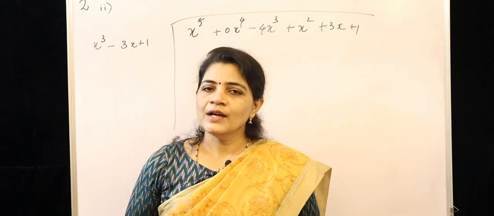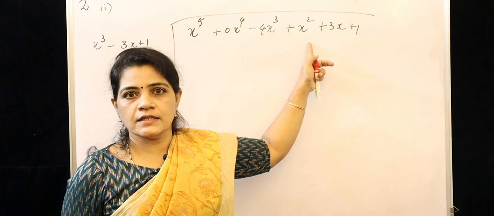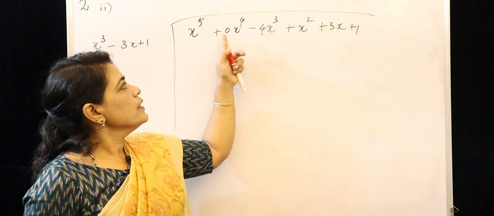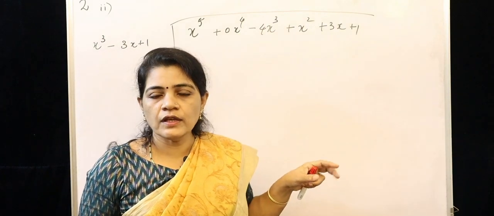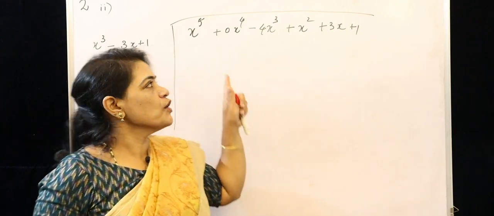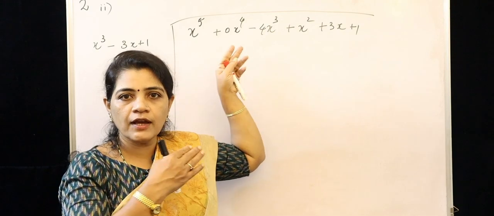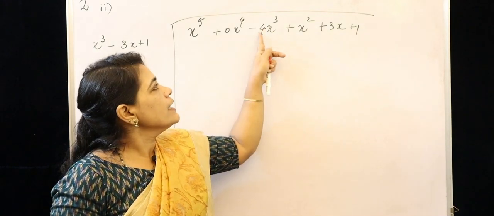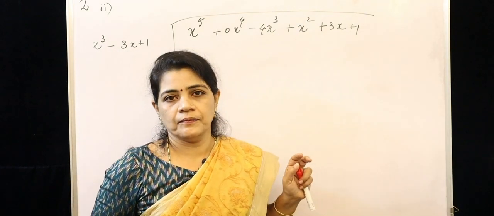Okay, now the third question. Here, see, this is the p of x, that is x raised to 5. In the question, this x raised to 4 term is not there. So to avoid mistakes, I just add that term by making the coefficient 0. This is not that much compulsory. If you have that much confidence, you can avoid it by writing the 0x raised to 4. Okay, and negative 4x cube plus x square plus 3x plus 1, that is given.